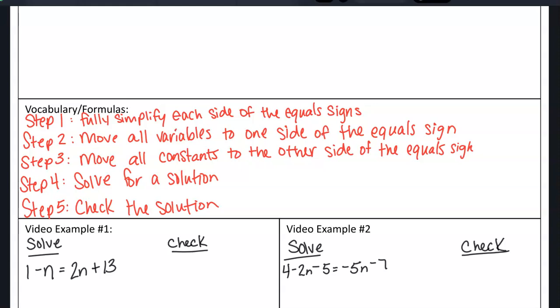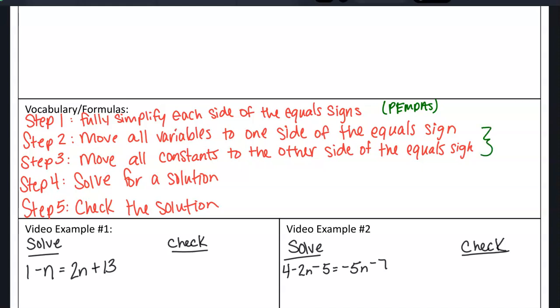Go ahead and pause the video and write down this step-by-step checklist. Step 1: Make sure that each side of the equal sign is fully simplified. So when we fully simplify, it is PEMDAS, usually, with a few exceptions. Just like English, math has a few exceptions every once in a while. Step 2 is to move all of the variables to one side of the equal sign. It doesn't matter left or right, but whatever side you choose, you need to move the constants to the other side.